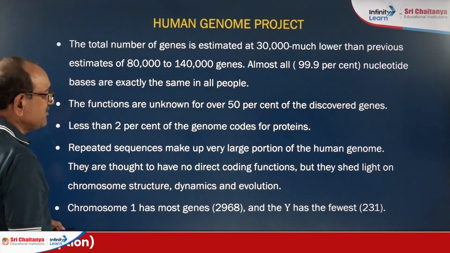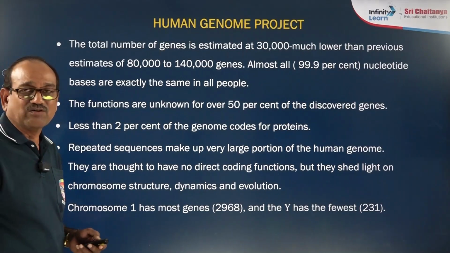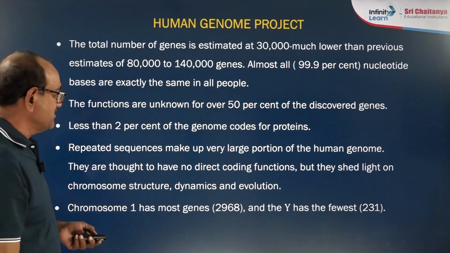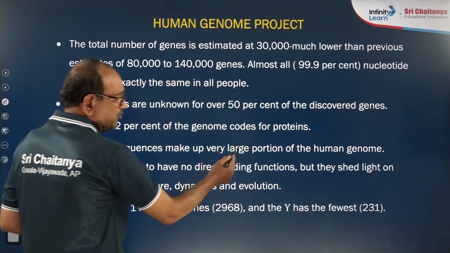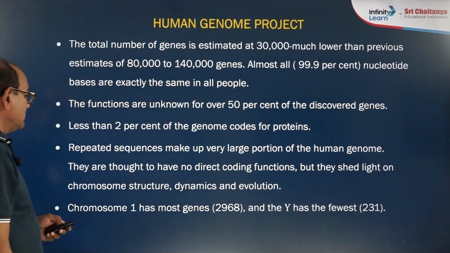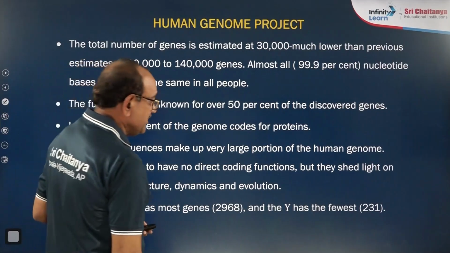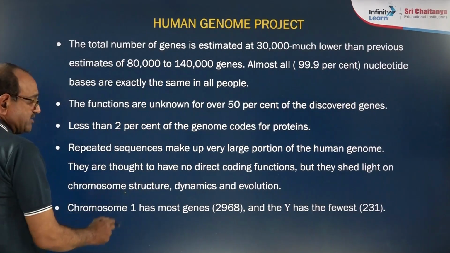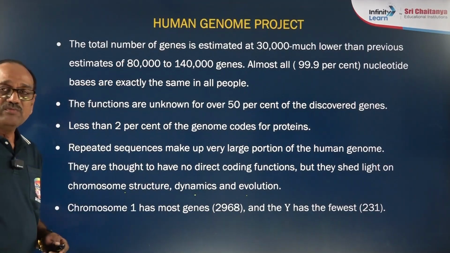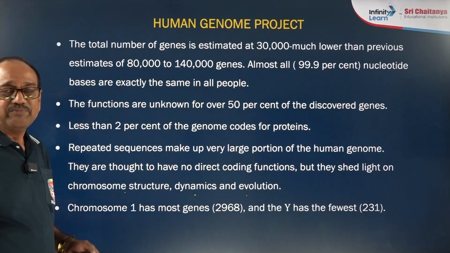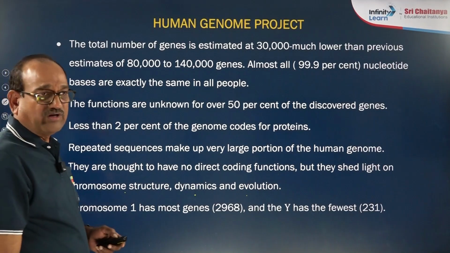Less than 2% of the genome codes for proteins. That is, most of the DNA sequence is not coding sequence, only about 2%. Repeated sequences make up a very large portion of the human genome. They are thought to have no direct coding functions, but they shed light on chromosome structure, dynamics, and evolution. Actually, nearly 98% of our genome has no actual coding significance. It is only non-coding portion.